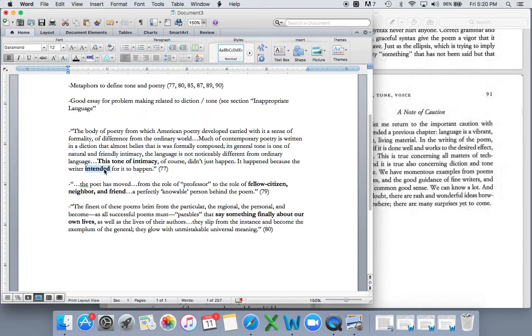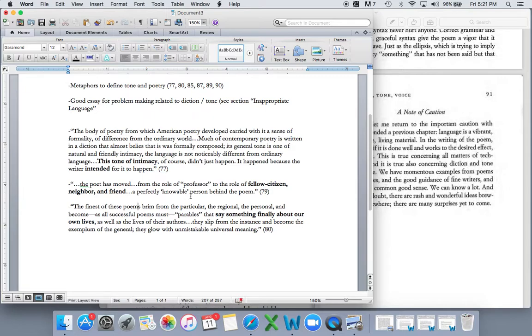One other thing that I highlighted here was this idea of intended. Just pointing out the fact that these technical skills that are being used, whether it's tone or imagery or sound, were carefully chosen by the writer to have a particular effect. So a tone of intimacy doesn't just happen naturally, it's crafted. And when we analyze, what we're doing is looking to make an argument about the choices the writer made to intend a certain effect. She also says that the poet has moved from the role of professor to the role of fellow citizen, neighbor, and friend. A perfectly knowable person behind the poem.